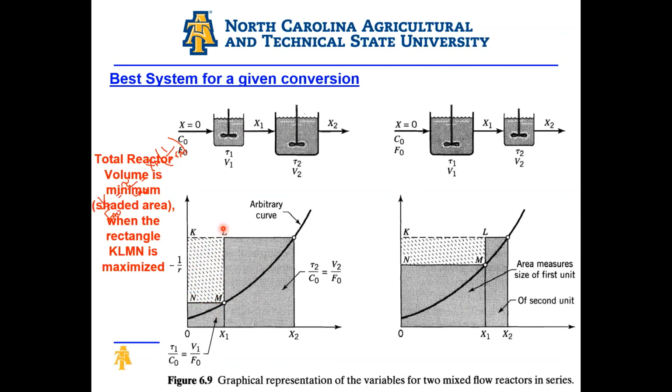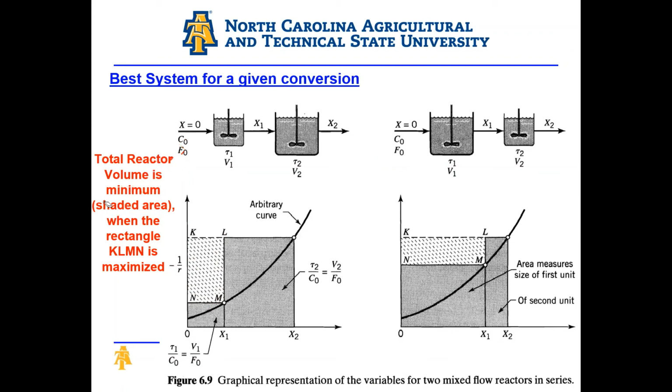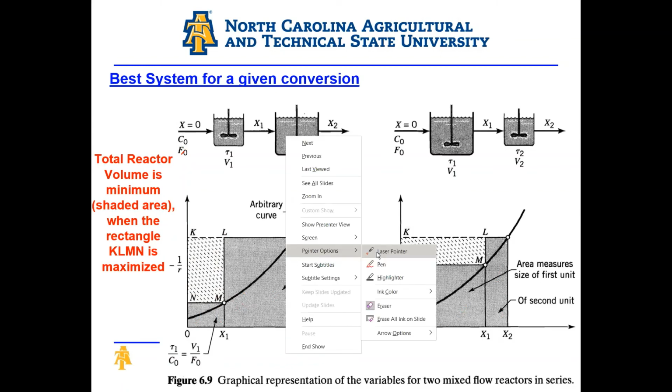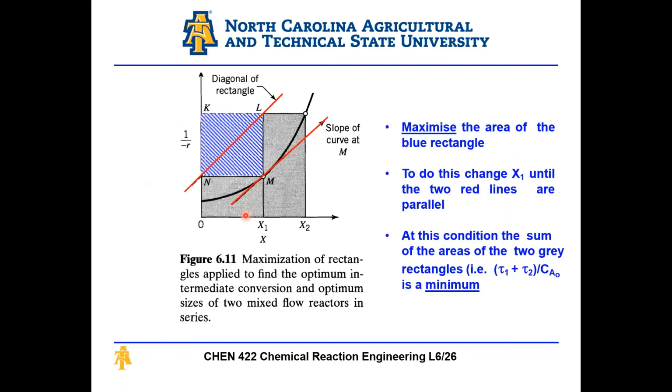Okay, so let's have a look. So total reactor volume is minimum when the rectangle KLMN is maximized, right? So the overall reactor volume is minimum when this rectangle here is maximized. Okay, so which one was bigger here? Is it bigger here? Depending on the chart, you need to read it carefully. However, if I just give you a chart and tell you to find the best combination of reactors of unequal volume, this is what you do.